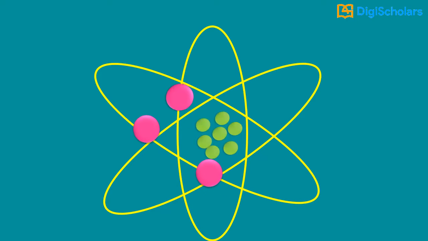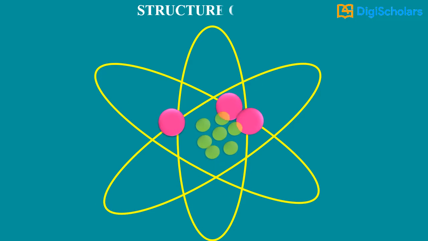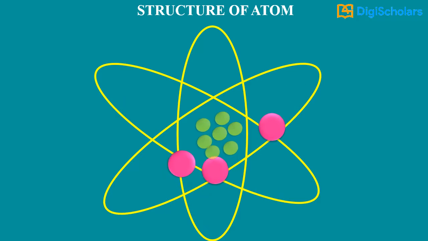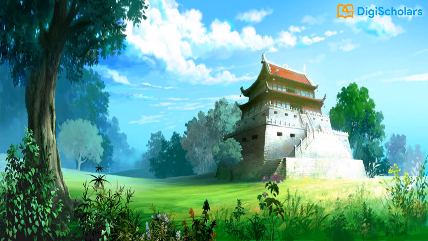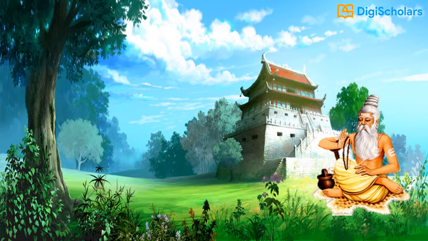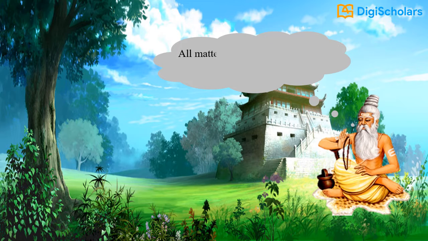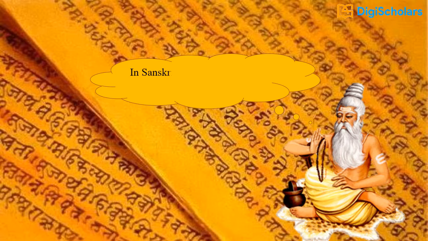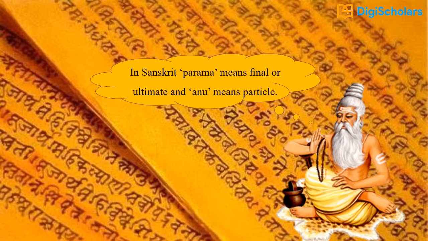Students, today we will learn about the structure of the atom. We know that the Indian sage Kanada was the first to suggest that all matter is made up of very small particles called paramanu. In Sanskrit, parama means final or ultimate and anu means particle.